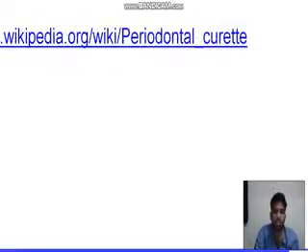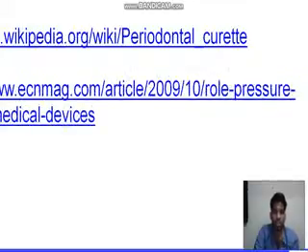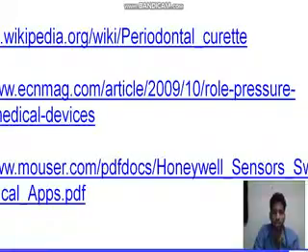And these are the references which we took. The first link is used for the pressure sensor, the second is for the periodontal curette, the third one is for medical sensors, and the fourth one is for Honeywell sensors.